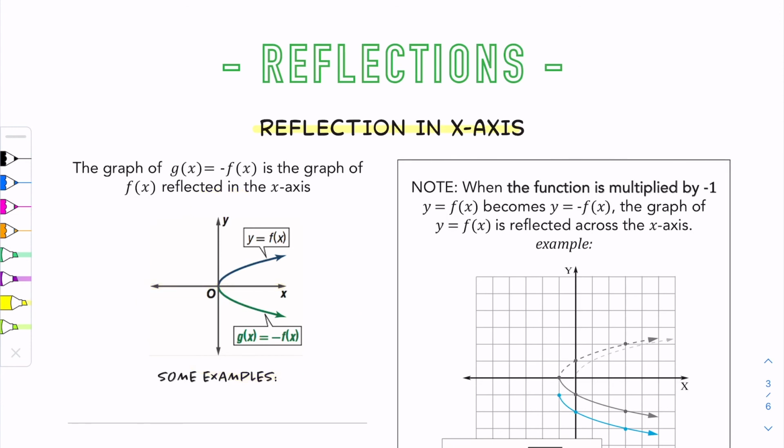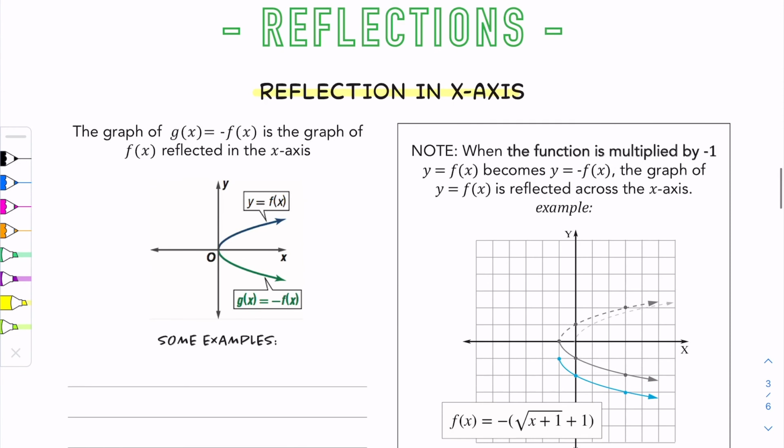All right, so reflections are just what they sound like. When you look in the mirror, you see yourself back. So if you were reflecting something across the x-axis, if you're reflecting this line across the x-axis, it is literally going to be the mirror image on the other side of the x-axis. And reflections in the x-axis can be identified when the function is multiplied by a value of -1.